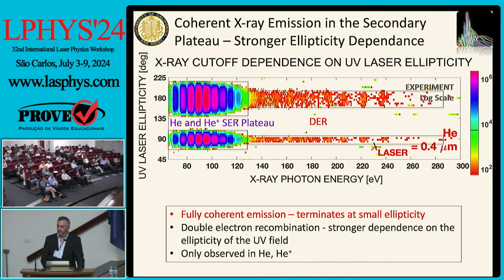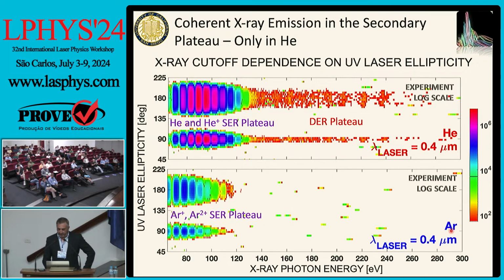over here has an even stronger dependence on the ellipticity of the driver. Of course, we have longer trajectories over here, and it is expected for this to have a larger sensitivity to ellipticity. So this is the case for helium. Again, just to mention, helium and helium plus emit harmonics up to this first cutoff. The secondary emission is due to electron-electron correlations.